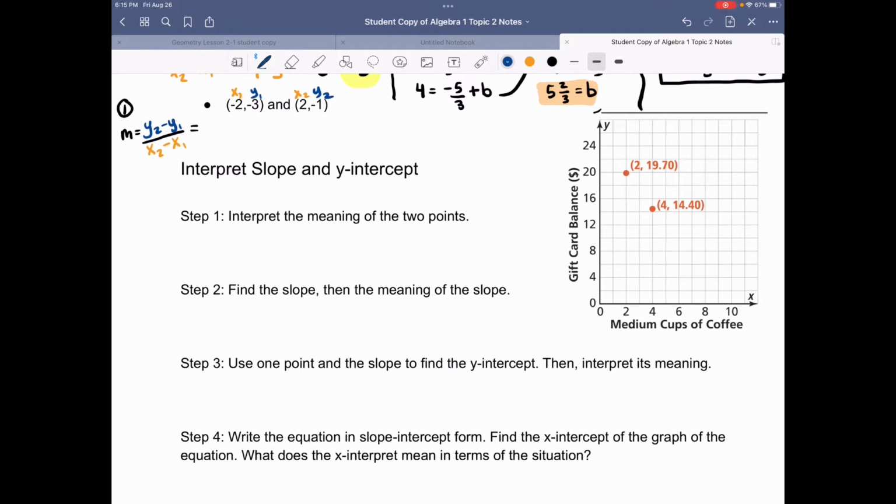Our y2 is -1 minus -3. Check that out. There were two. There was a minus and then a negative. In the denominator, we have x2. So over here, x2 is 2 minus, in parentheses, -2. Right? So if there's a negative, we can't just say, oh, well, we're minusing it, so it's just minus. No, we're minusing the negative.